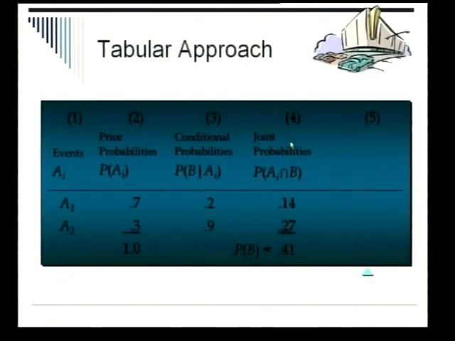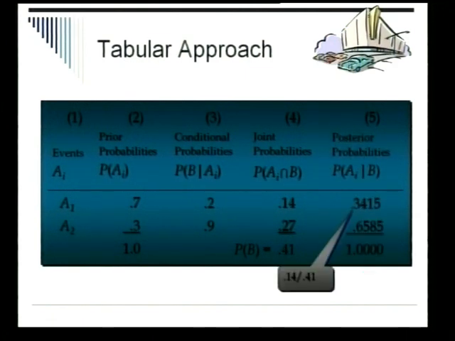This is my column number 4. So 0.14 is the joint probability, and this probability is the total probability, okay? So the posterior probability of A_i given B is now 0.14 upon 0.41. It is clearly explained on the screen, you can see, and so the total probability is 1. So this is how we can obtain the posterior probabilities using the Bayes theorem, right?